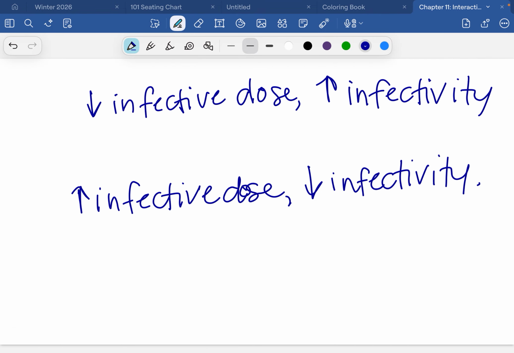High infective dose. Yeah. If something requires 1,000 shots to make 10 baskets, right? They require 1 billion particles to make somebody sick. They are less good at making somebody sick. So they're less infective.